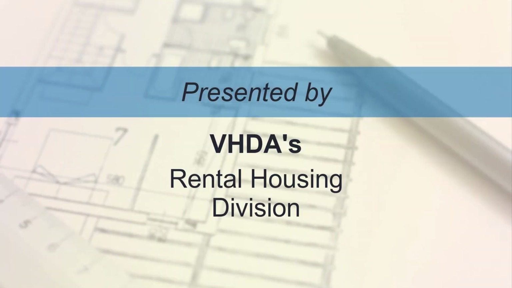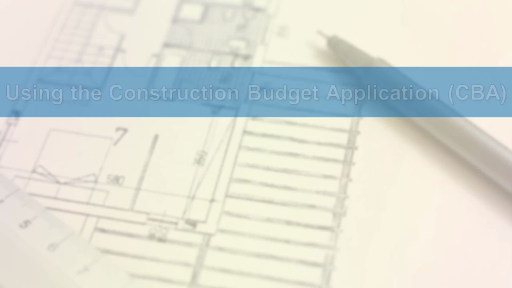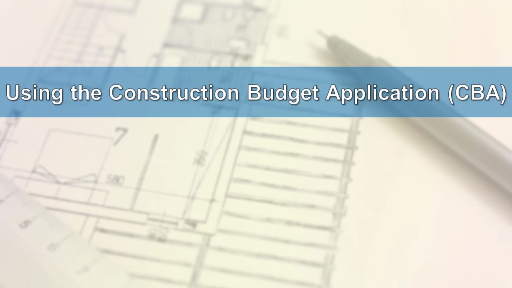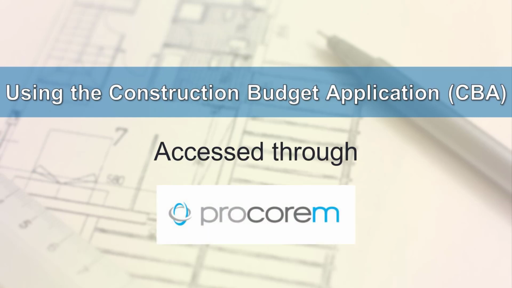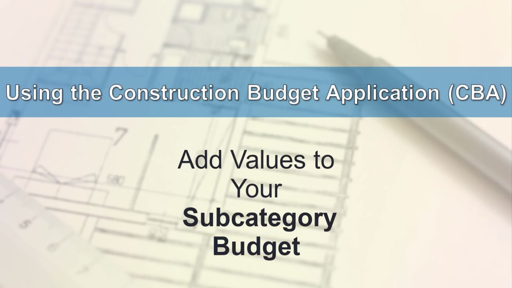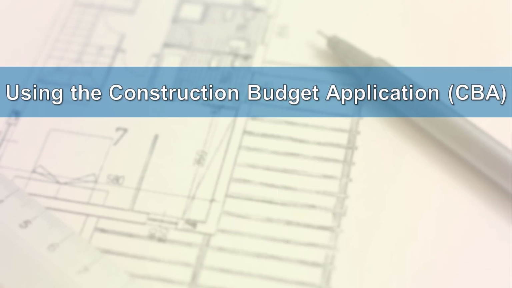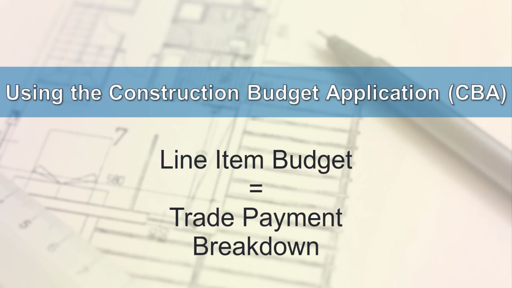VHDA's Rental Housing Division is excited to introduce a new contractor's requisition tool called the Construction Budget Application, or CBA. The tool is accessed through Procorum, and you, the general contractor, or GC, will use it to add values to your subcategory budget after you've finished your line item budget. Keep in mind the line item budget is often referred to as the trade payment breakdown.